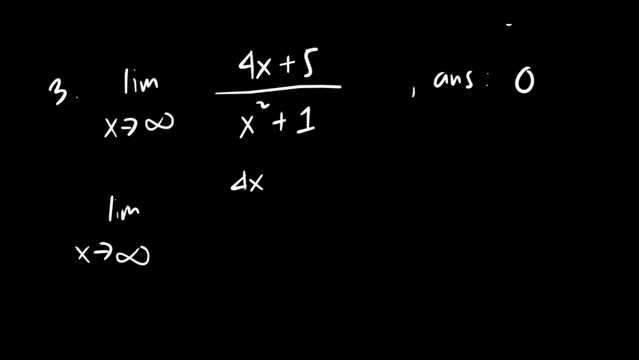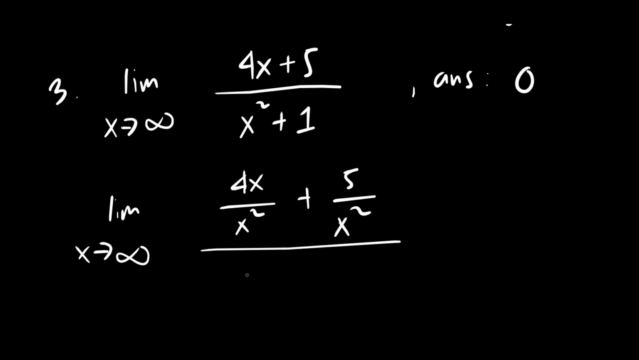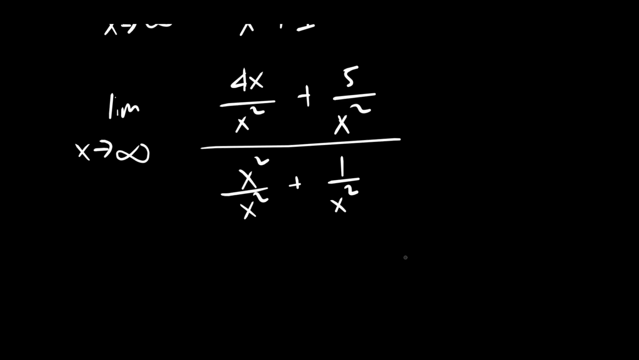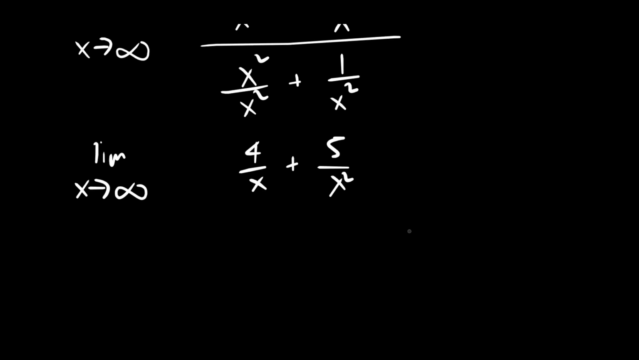4x all over x squared plus 5 all over x squared, all over x squared. So we'll divide both the numerator and denominator by x squared. So by simplifying this one, limit as x approaches infinity, we'll have 4 over x plus 5 over x squared, all over 1 plus 1 over x squared.